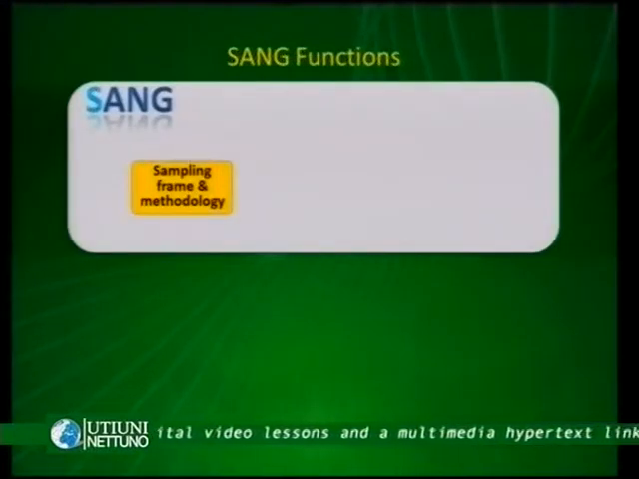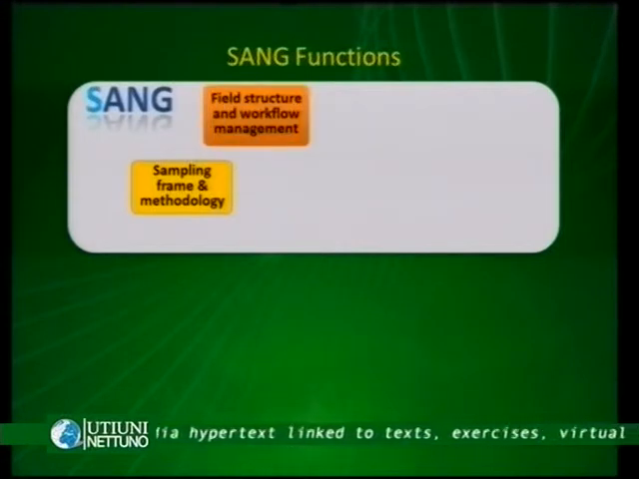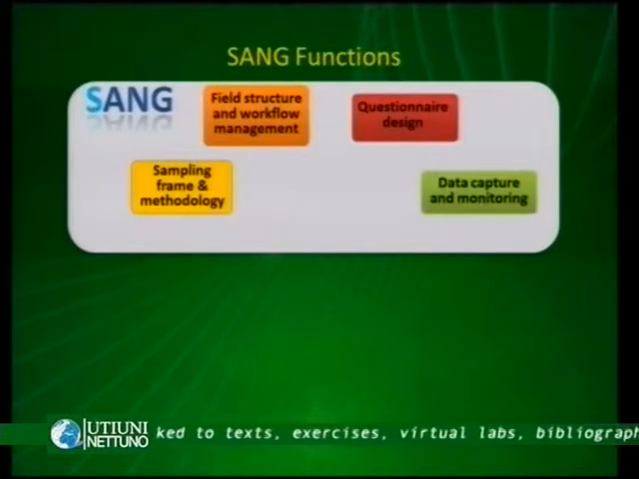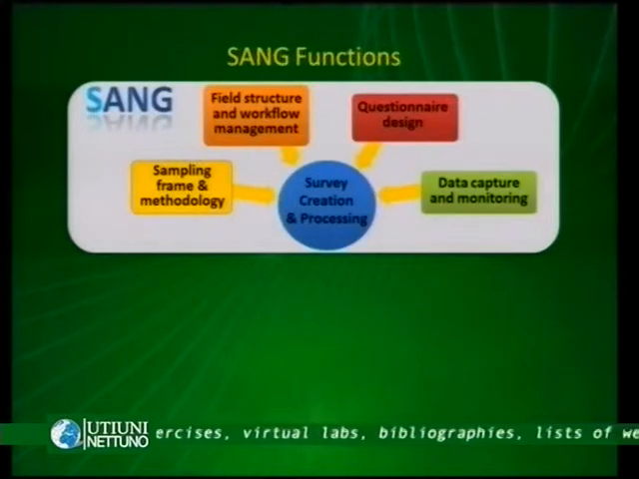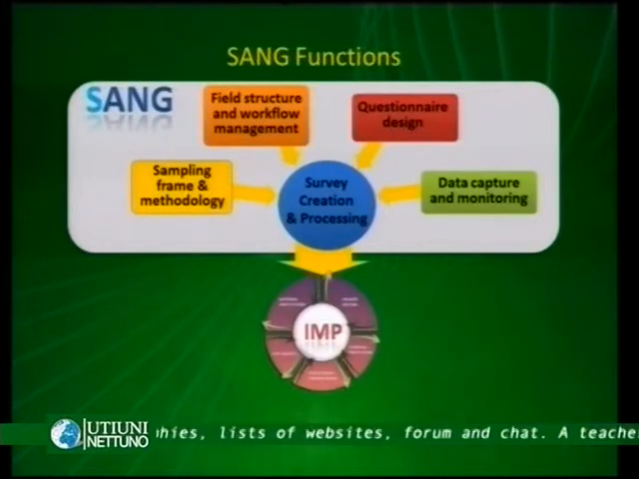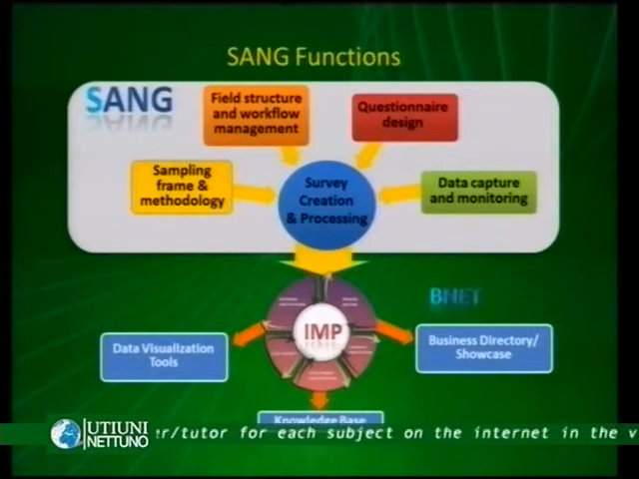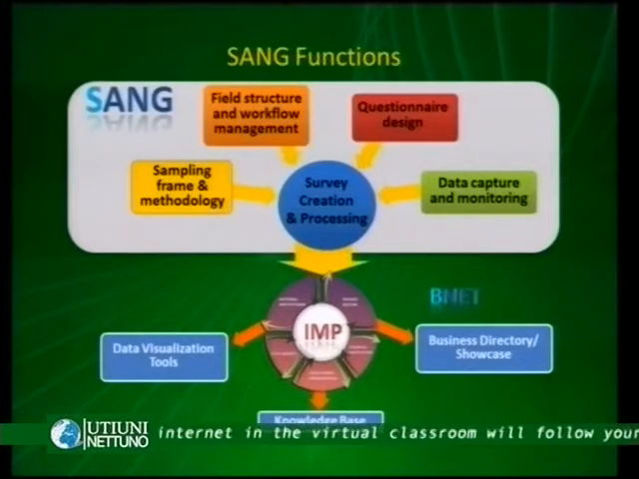The SANG function, as I said, has the sampling, frame, and methodology, the field structure and workflow management, the questionnaire design, data capture and monitoring, and it all comes together for survey creation, processing, and management, which goes to the IMP. And within the IMP, companies benefit from the BNet, and benefiting from the BNet business network gives the companies reassurance and makes them more cooperative with statistics offices in actually working with them on the survey and giving their data.